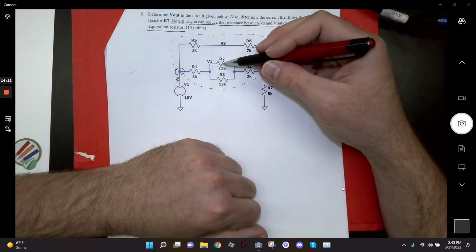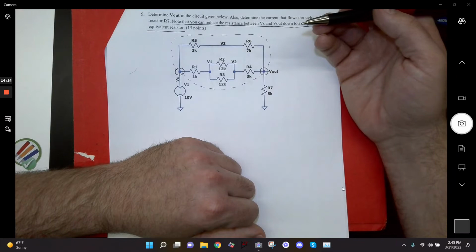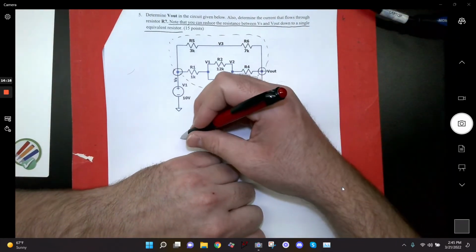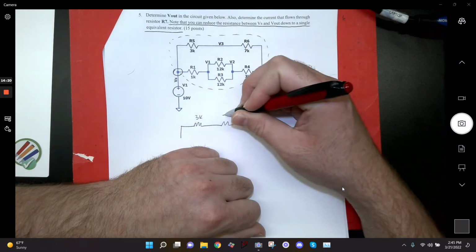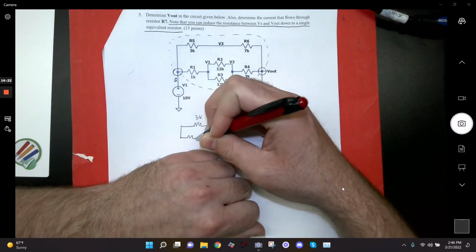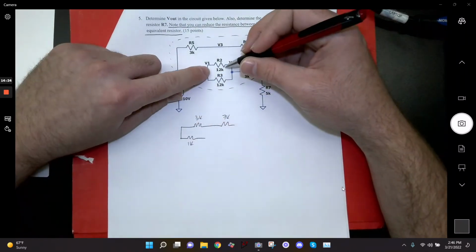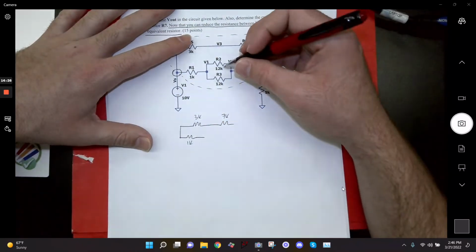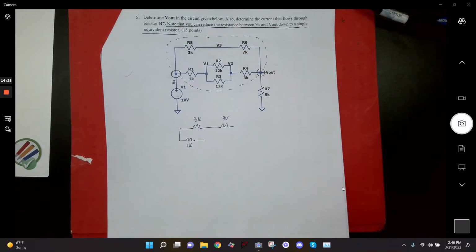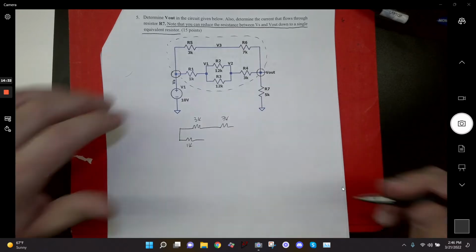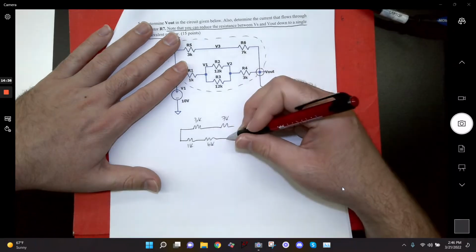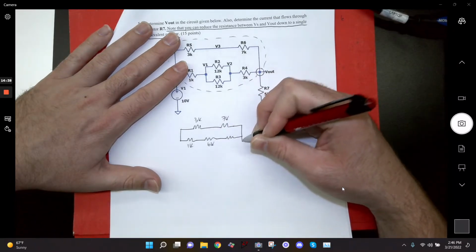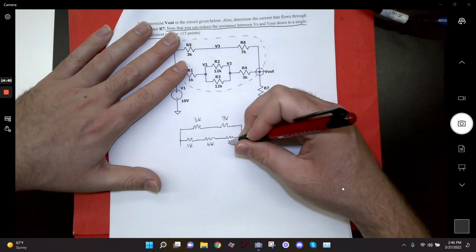So hopefully you first noticed that the 12Ks were in parallel. So I could redraw that little network there, 3K, 7K. And now if I have these two in parallel, 12K and 12K, you should know by now that if I have two parallel resistors, right, that have the same value, the equivalent is just half. So this will become 6K. You can also do that with the equation. It'll work the same. Right, so that's my network now.